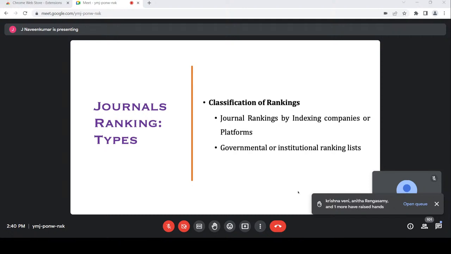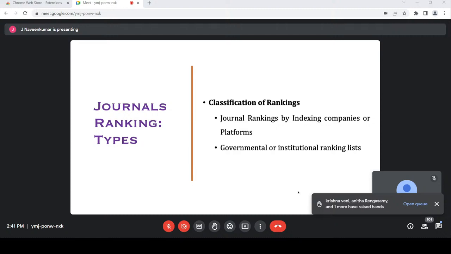That list can also be used. We can compare our manuscript with the aim and scope of the listed journals, and then go ahead with publication, submitting the manuscript to that particular journal. So these are the two basic classifications of rankings: going with indexing companies, or going with the government or the apex body, that is the UGC or AICTE, that gives you the list of journals. Similarly, institutions can also give you a list of journals. At the institute level also, we can restrict which journals need to be referred or targeted. So that's basically what the classification of ranking is.